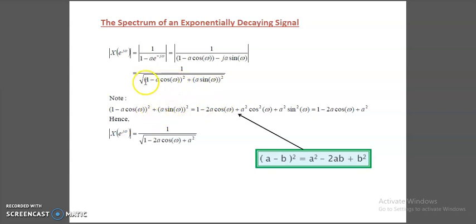Here it is in the form of this equation. The first term, 1 minus a into cos omega the whole square, is similar to a minus b the whole square form. So you can expand it like this: a square minus 2ab plus b square. So that is expanded here. And in this equation, a square cos square omega plus a square sin square omega, you can take a square outside. So you will get cos square omega plus sin square omega, which is 1. So the equation reduces to 1 minus 2a cos omega plus a square. So you will get the magnitude as 1 by square root of 1 minus 2a cos omega plus a square.